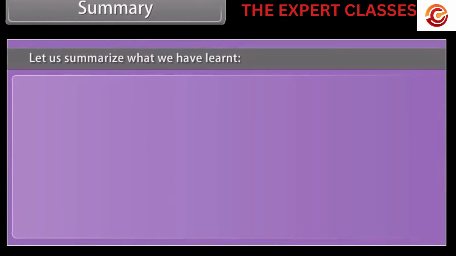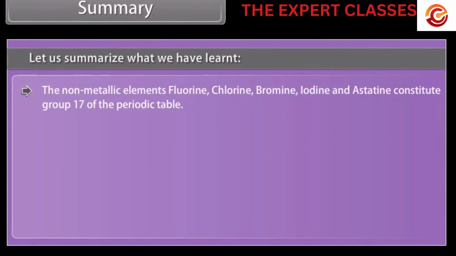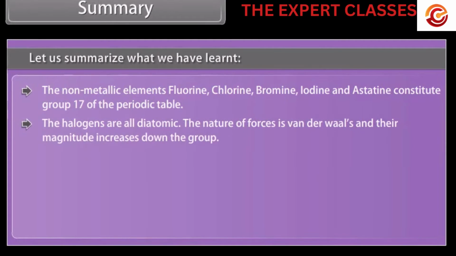Summary. Let us summarize what we have learnt. The non-metallic elements fluorine, chlorine, bromine, iodine and astatine constitute group 17 of the periodic table. The halogens are all diatomic. The nature of forces is van der Waals and their magnitude increases down the group.